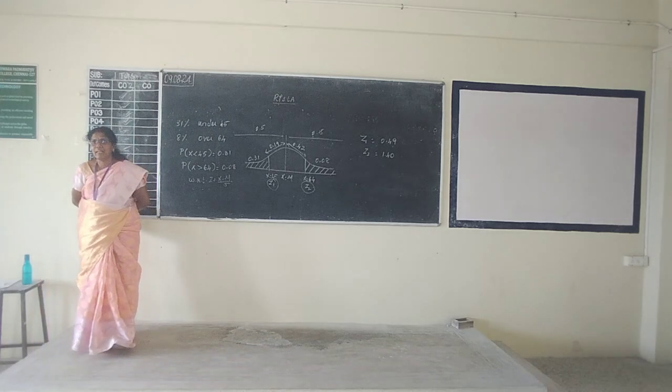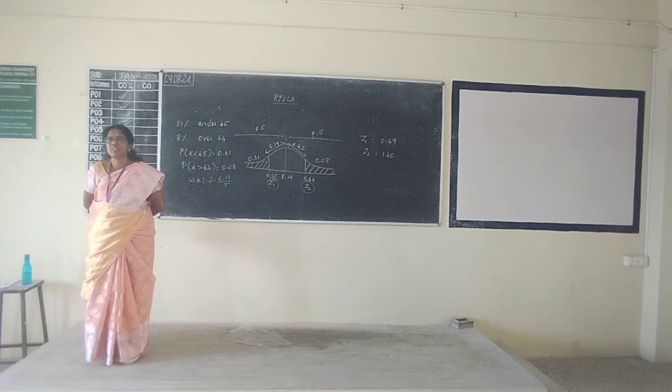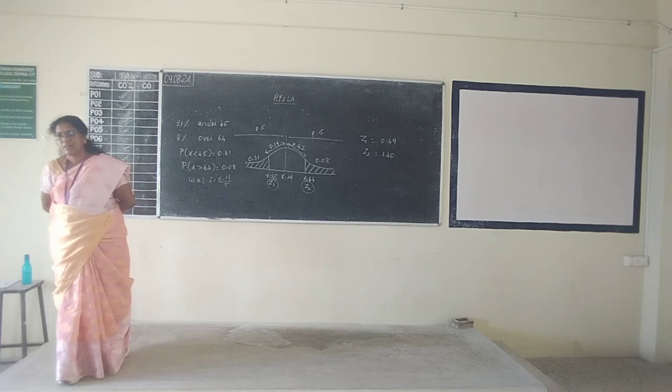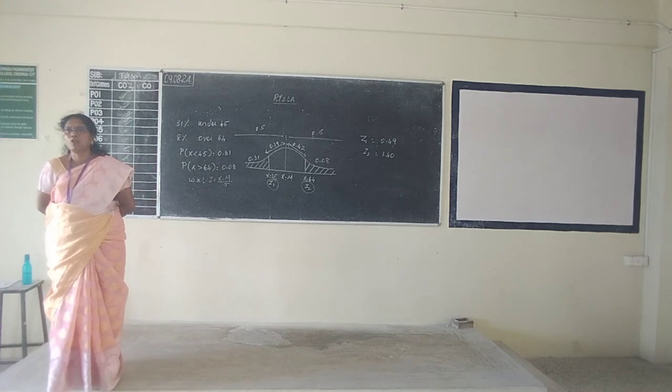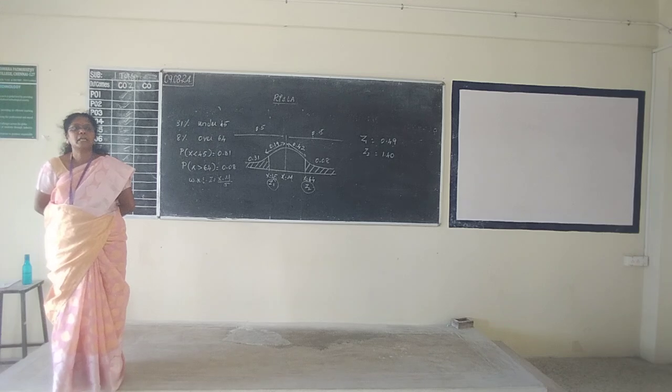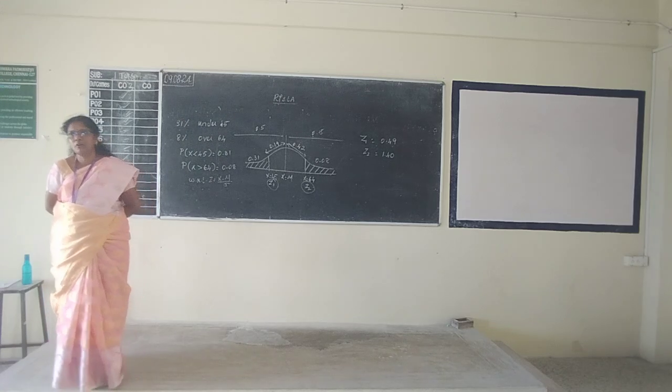You people will listen. According to the table you are using, there will be a slight variation in the second decimal place. Slight variation after the second decimal place is not going to affect your answer. So need not worry about that. Okay. Shall we continue?